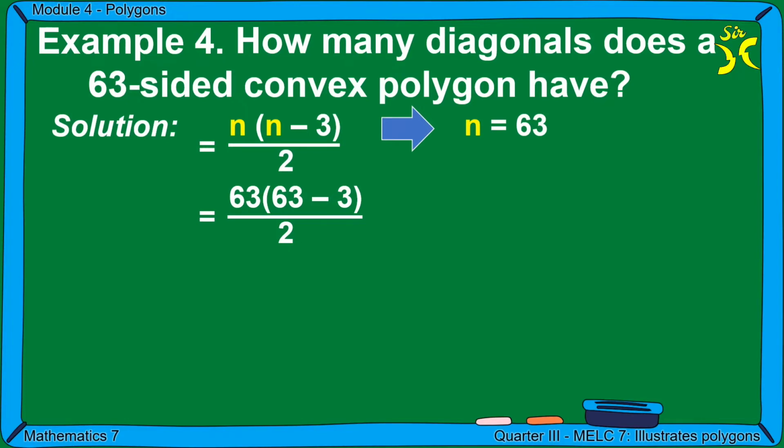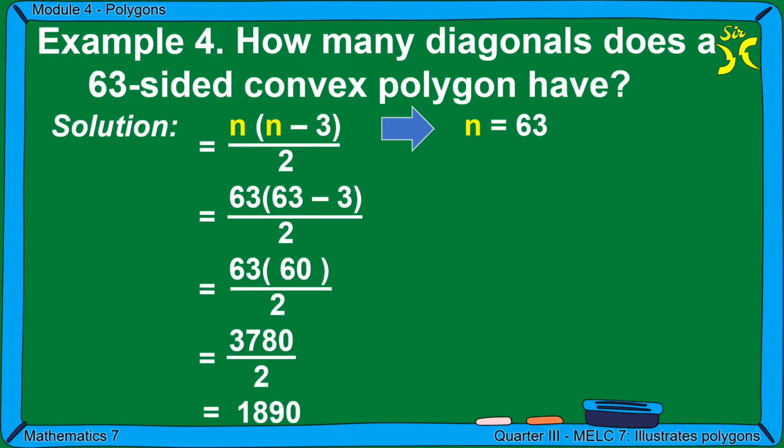63 times 63 minus 3 all over 2, and 63 minus 3 is equal to 60 multiplied by 63 all over 2. So we have 3780 divided by 2 is equal to 1890. Therefore, the polygon has 1890 diagonals.